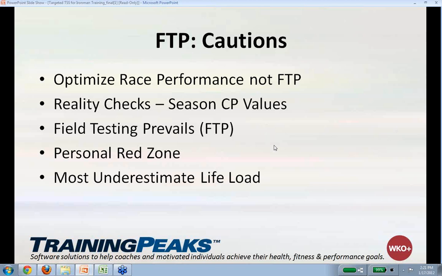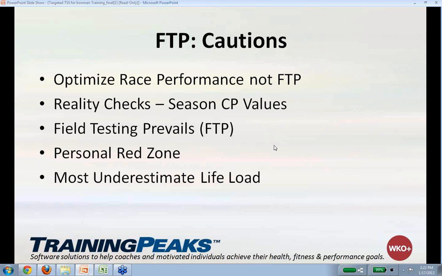Final thing is, what I found is this: the TSS tracking and your training stress balance and all these different terms that you're going to get and that you can use within the TrainingPeaks system and within the WKO Plus software, it's most helpful to learn your personal red zone. In other words, when you might be getting yourself into trouble. And it's not that great for comparing between athletes.